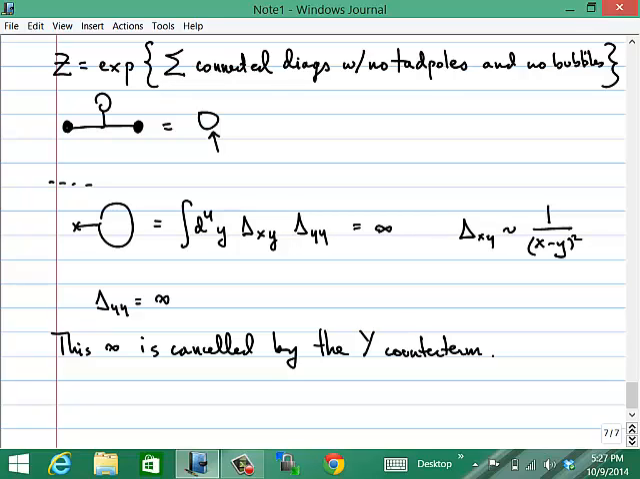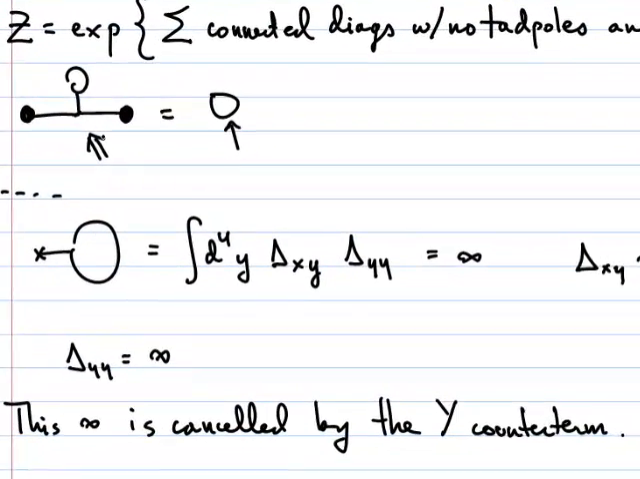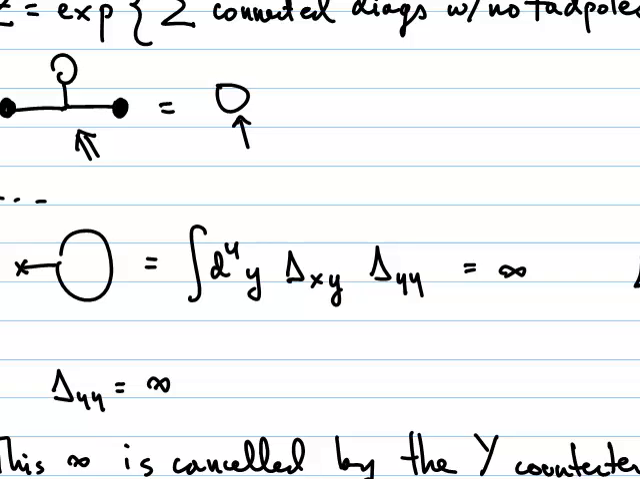And so this also means that, if you looked at this diagram right here, you would have also expected there to be an infinity, because this guy up here is also a delta yy, if that point right there is equal to y. So that's also infinity. But you saw that the y counterterm also canceled that infinity. So the y counterterm is doing a hero's work here. It's canceling an infinite number of infinities that are creeping around in our Feynman diagrams.